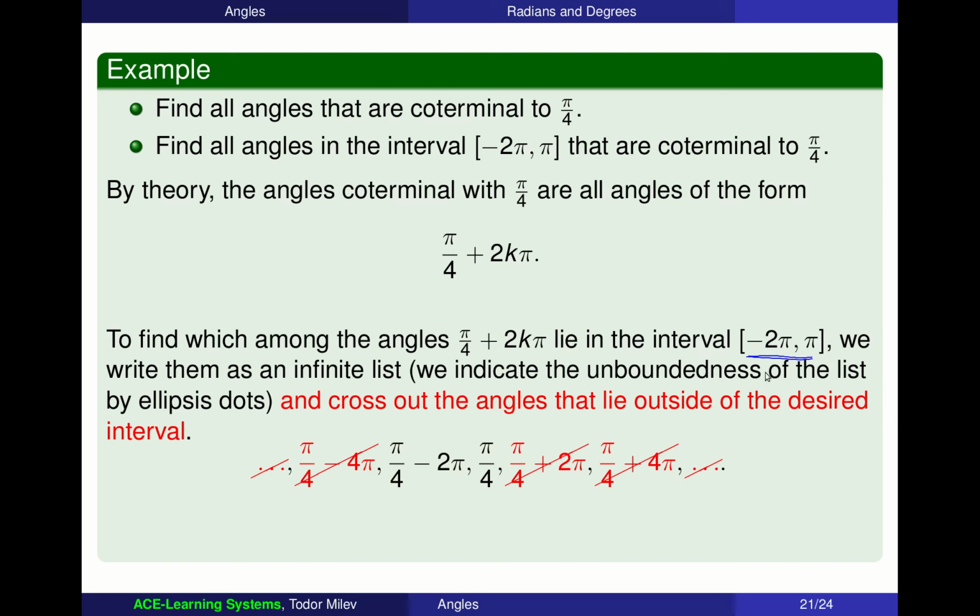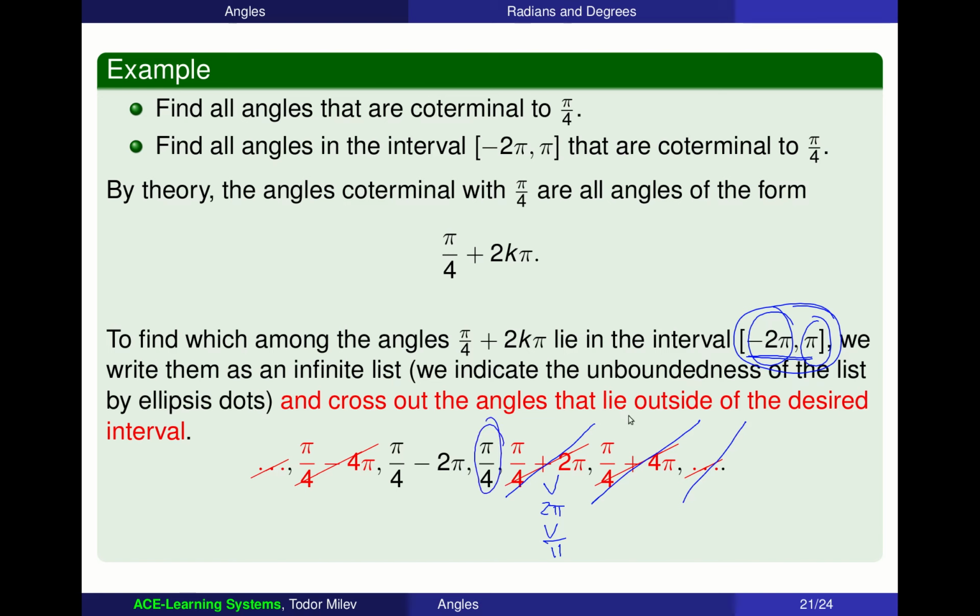in the problem. So this particular problem asks us to find all angles between negative 2 pi and pi. So pi over 4 plus 2 pi, that's clearly bigger than 2 pi, and that's clearly bigger than pi. So that number is outside of this interval. This number is even larger, so we have to cross it out. And by the same token, all numbers in these infinite dots have to be crossed out.